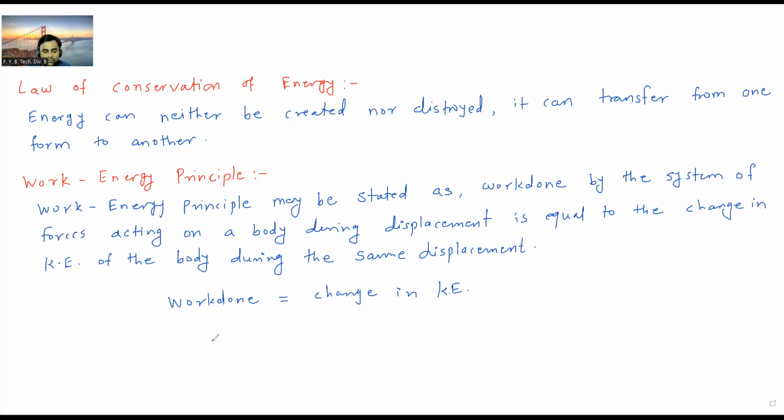So how do we calculate the work done? Work done is equal to summation F into S. We have already discussed the work done. Now change in kinetic energy means final kinetic energy minus initial kinetic energy. The final kinetic energy is half mv square. What is the initial kinetic energy? Initial kinetic energy is half mu square. So from final kinetic energy, if you subtract initial kinetic energy, you will get change in kinetic energy. Okay, and that is equal to the work done.